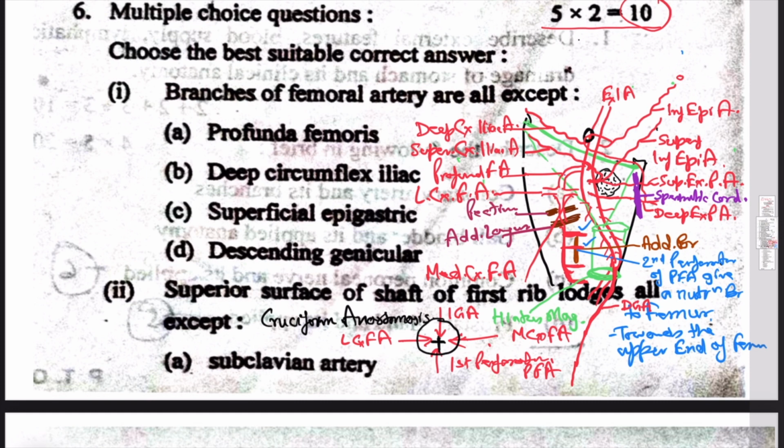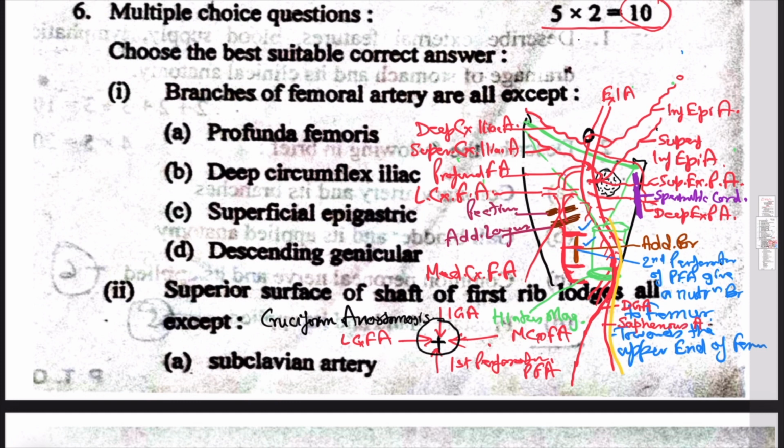But before it comes out to this hiatus, it gives another branch, which runs along. Remember, one of the contents of Hunter's canal is saphenous nerve. Saphenous nerve also runs with this canal. So it is this artery, which is a branch of descending genicular artery, which runs along with this saphenous nerve. So this artery is called saphenous artery.